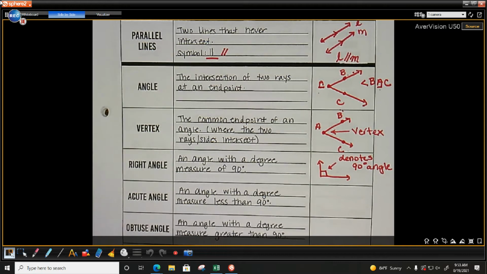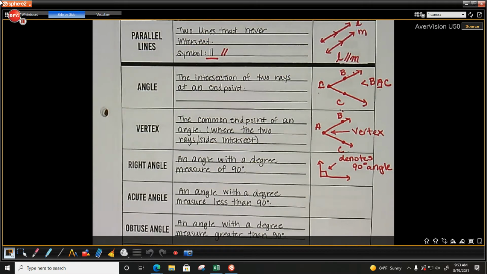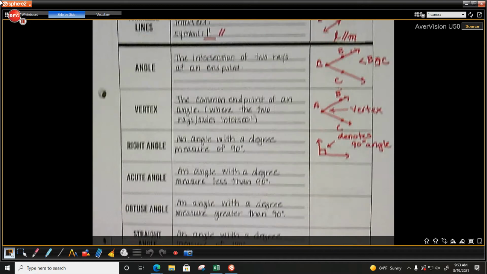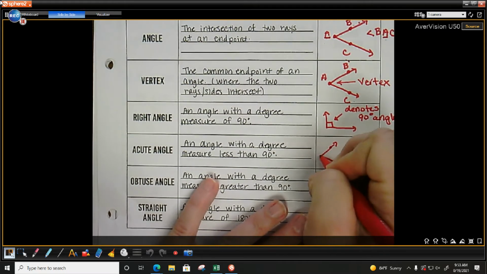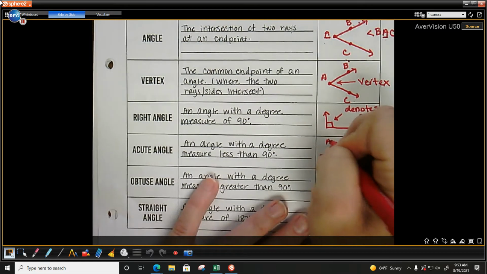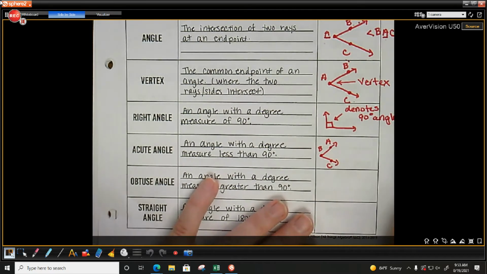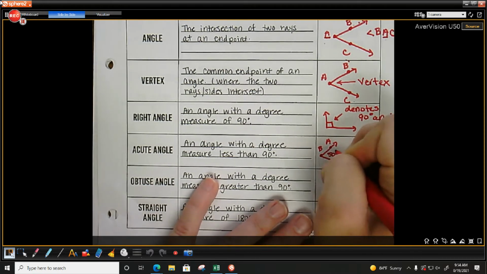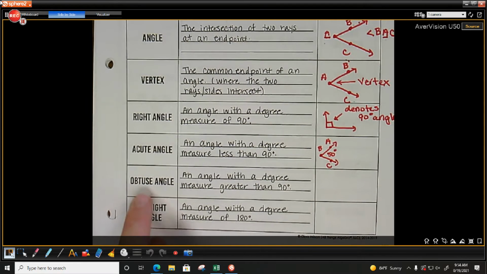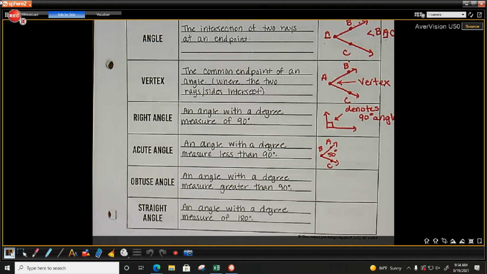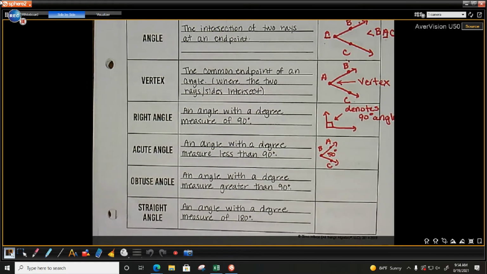Okay, then we have acute angles. Acute angles are angles with a degree measure less than 90 degrees. So if I have this angle ABC, if this is 50 degrees, that is considered an acute angle. Think, because we're then going to have something for more than 90 degrees. Think, acute angle, like, oh, you're so cute, you're so little. Okay, acute angle is like a little angle, less than 90 degrees.